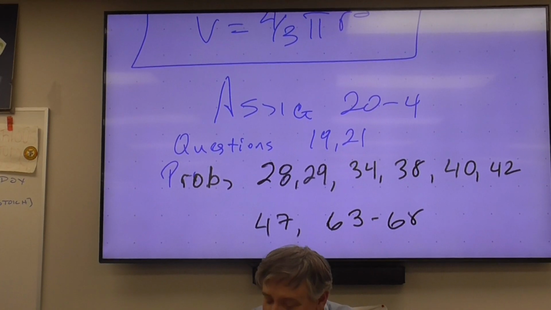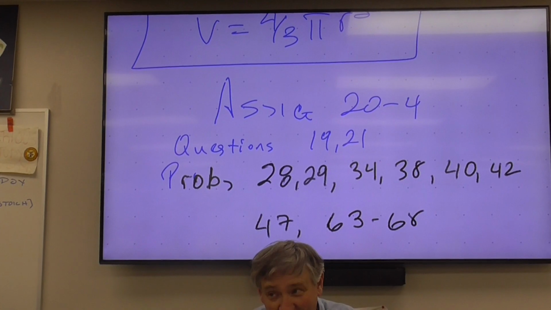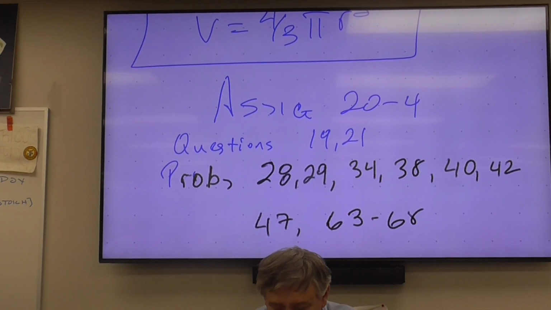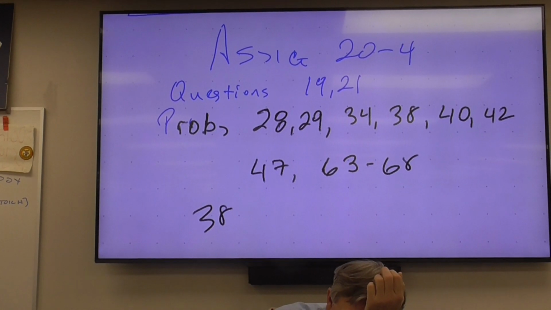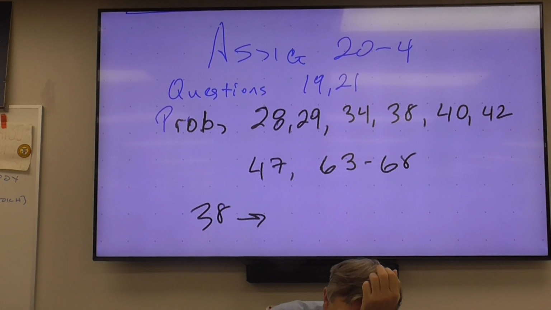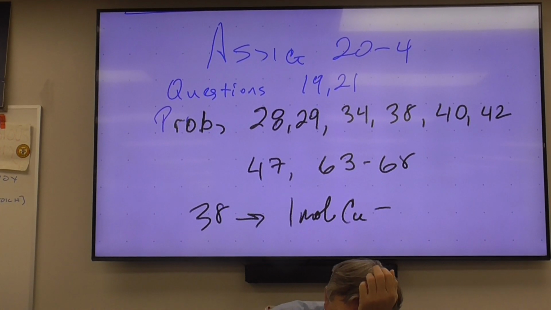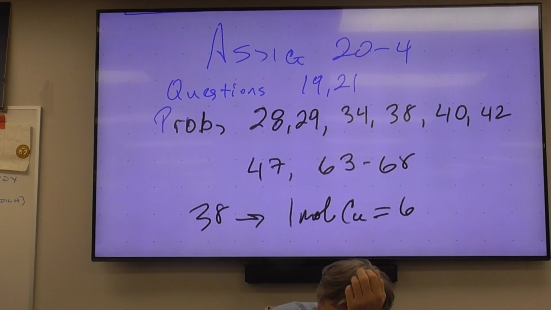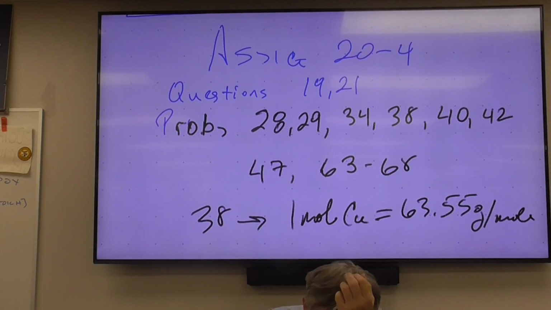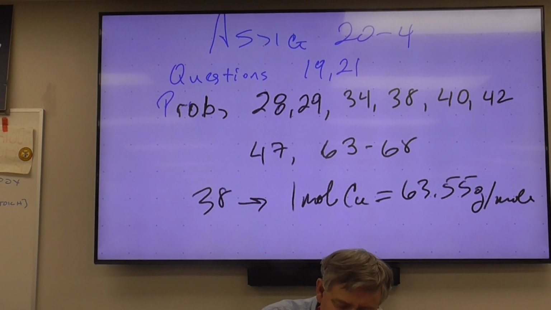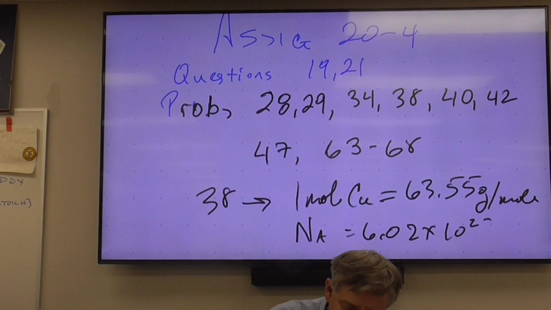Like molar mass, Avogadro's number. I'm just telling you. So on 38, let me save you a little bit of hassle. 1 mole of copper has a molar mass of, and Avogadro's number is 6.02 times 10 to the 23rd.